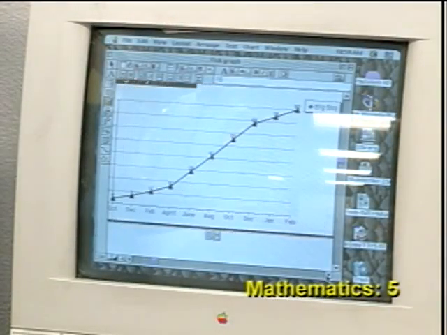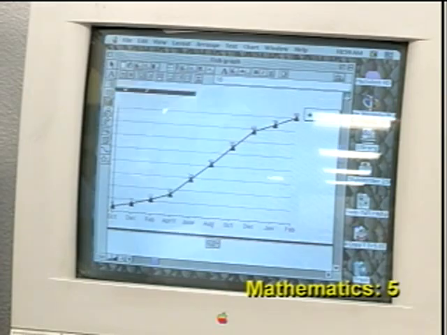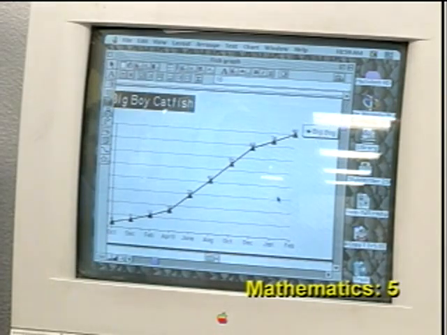The data obtained in the lab is entered on the computer. The students graph the results and analyze the growth rate of the species of catfish they are raising. This activity integrates Mathematics Standard 5, which requires that students develop an understanding of data analysis, statistics, and probability.